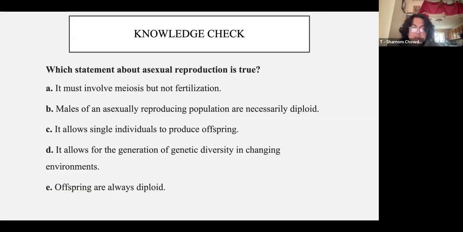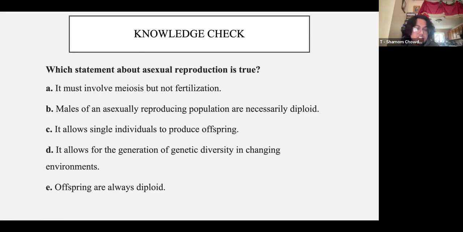So, which statement about asexual reproduction is true? You guys could raise your hand or type in the chat, whichever one. All right, I'm seeing a lot of C, and yes, the correct answer is C.